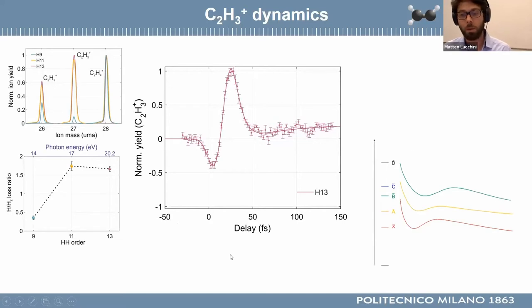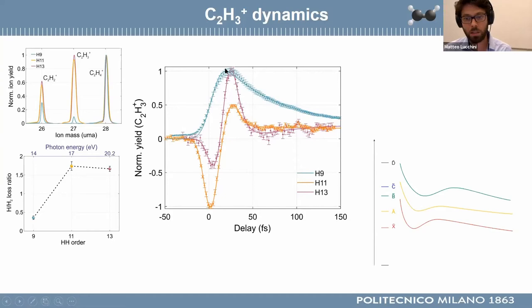If we look at our pump probe data now, we have more information, of course, than the static data. With harmonic 13, so at high energy, we see a derivative behavior. We see bleaching of the signal around zero, because probably we create lower fragments, and then an increase as we bleach the cation signal, after 20 femtoseconds. With harmonic 11, we see the same. With harmonic 9, we see a qualitatively completely different behavior that can be fitted with two exponentials, and one is rather long.